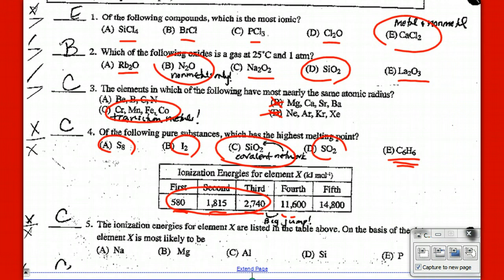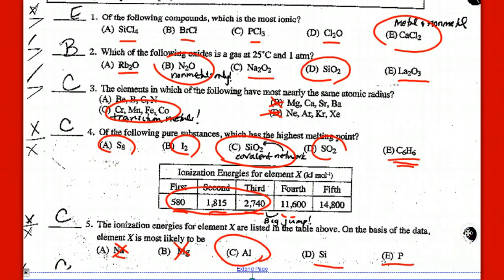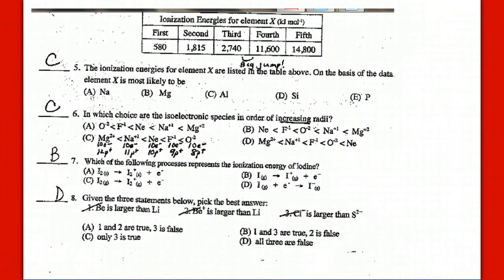Now, the question says, who is it? Well, sodium's +1, magnesium's +2, aluminum's +3. So there we go. These guys are going to be negative. Okay, where are we at?